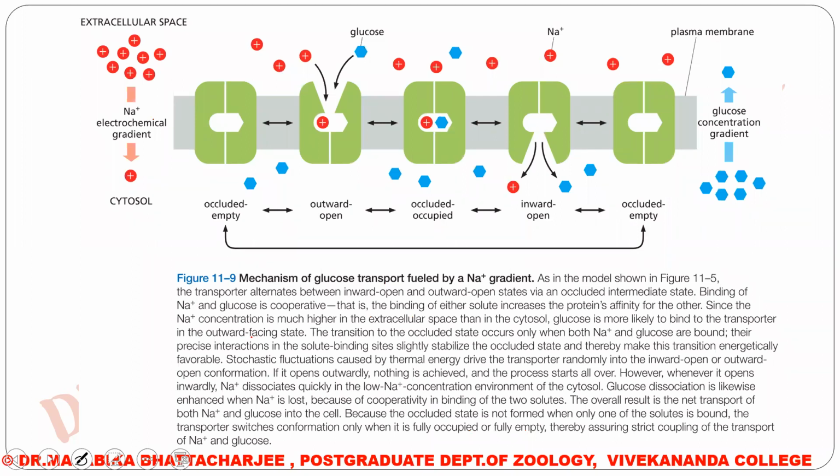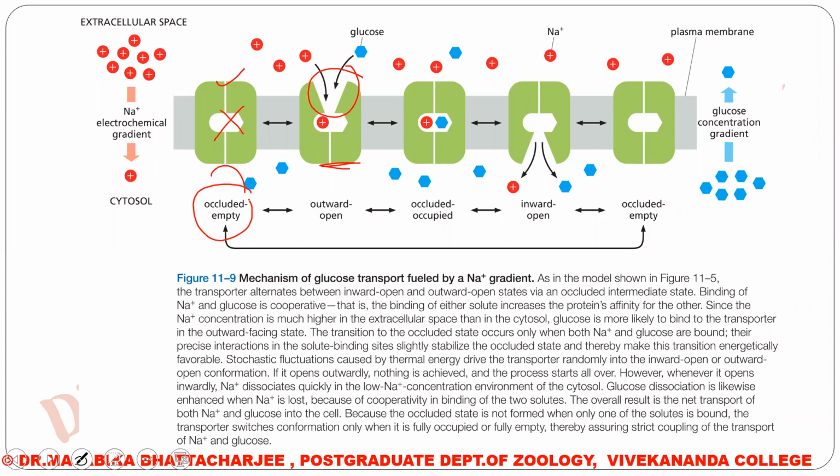And this is showing the sodium glucose symport. As I said, often these transporters have gates. So the opening of one gate occurs only when the other gate is closed. So we have an out gate facing the extracellular surface. We have an in gate. This is the condition where both the gates are closed and there is nothing here. So this is known as occluded empty.